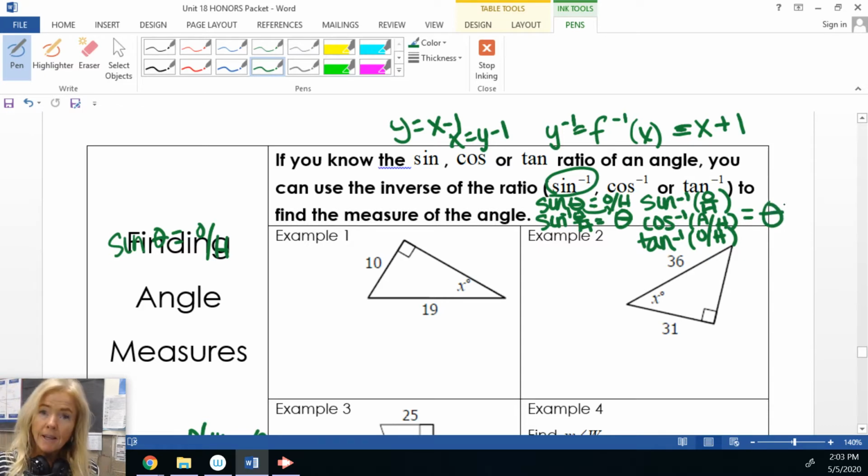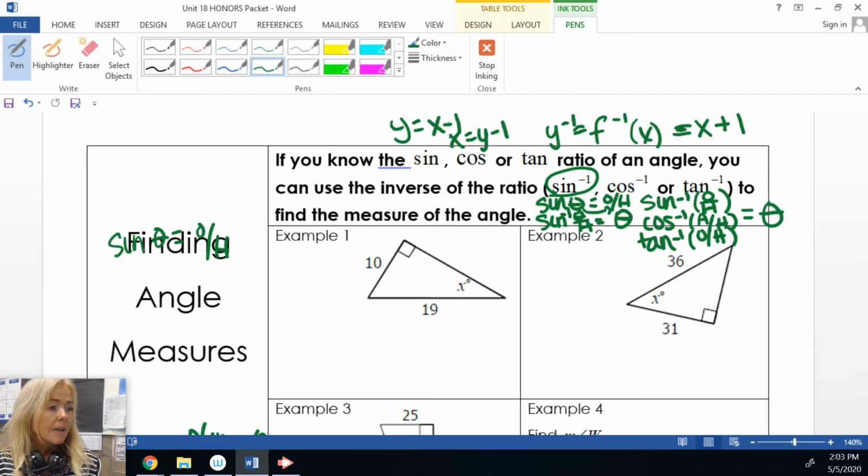So if I can find a ratio of 2 sides, then I can figure out which sides I have. Do I have a hypotenuse? Do I have an opposite? Do I have an adjacent? Which sides do I have? And then I can use my inverse functions, and with those inverse functions, I can come up with the angle theta.